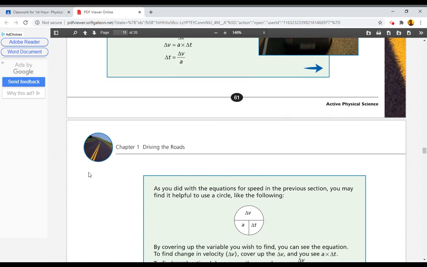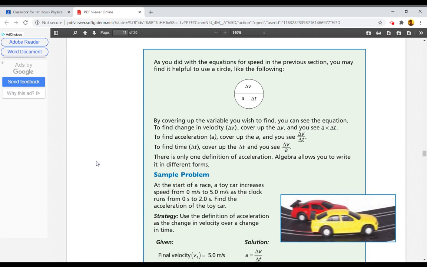All right. Let me scroll down a little bit. As you did with the equations for speed in the previous section, you may find it helpful to use a circle like the following. Now, I think you can see my mouse right now. So if you're trying to find acceleration, I'm going to cover up acceleration because that's what I'm trying to find. Then look, I just do change in velocity divided by change in time.